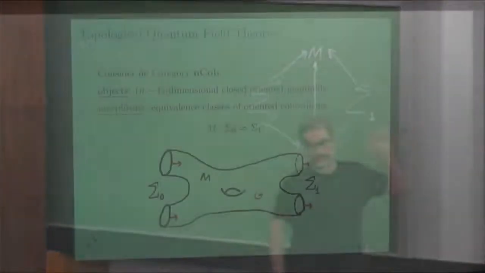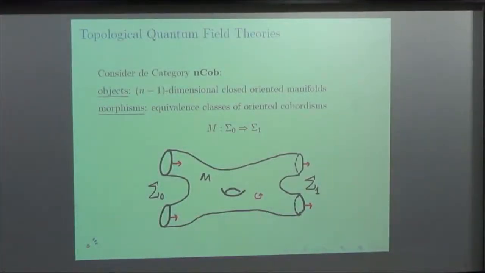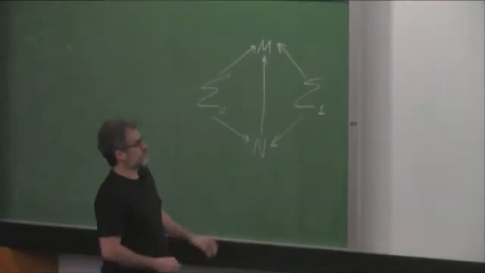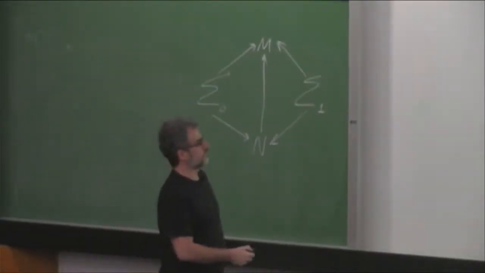And this thing turns out to be a category. Proving that it is a category takes some work. It's an exercise in differential topology and Morse theory to prove that this is indeed a category, okay? It's not hard, but it's a nice exercise. So yeah, we have a category, okay? It's n-Cob.